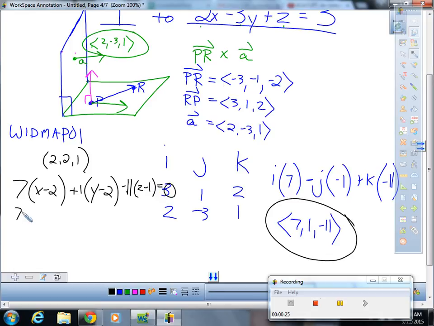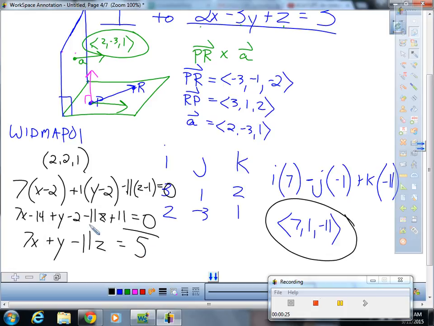Okay, so you got 7x minus 14 plus y minus 2 minus 11z. Is that minus 11? Yep. Plus 11 equals 0. And that gives you 7x plus y minus 11z equals, let's see, negative 14, negative 16 plus, so that's a negative, so it's going to equal 5. Did I do that right? Negative 11, negative 16, plus 11, negative 5.